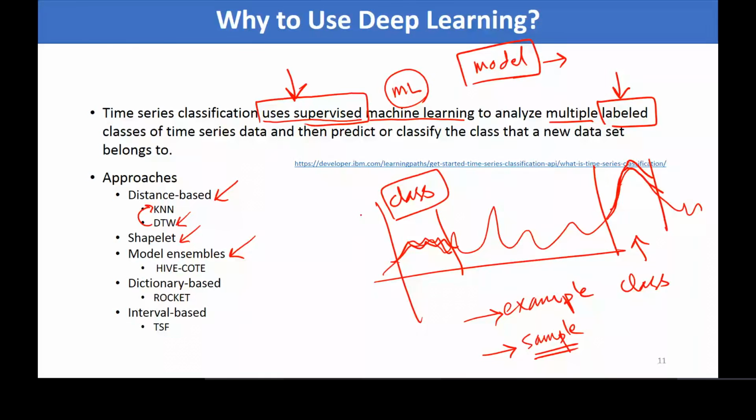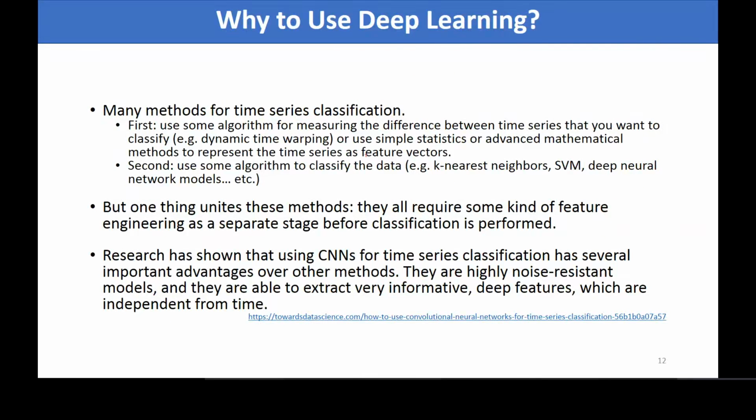This is one of the most popular, considered state-of-the-art algorithms, HIVE-COTE, in classification of time series using traditional machine learning. Or it could be dictionary-based like ROCKET, or interval-based like time series forest, etc. So we don't care about that, actually. It's just to complete the picture. So just be aware that traditionally there are a lot of techniques for analysis of time series. If you come to classification, there are already a lot of techniques to classify time series using machine learning techniques, including these approaches. But what we are interested in here is using deep learning for classification of time series.